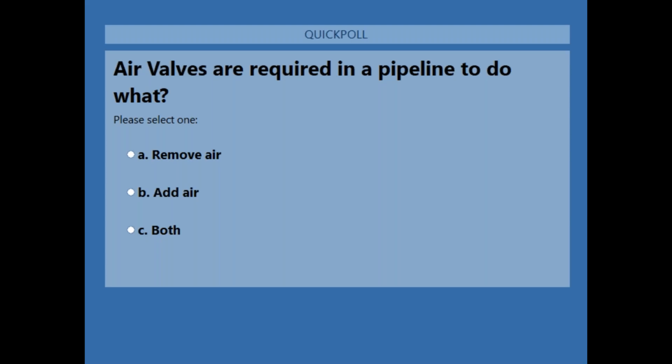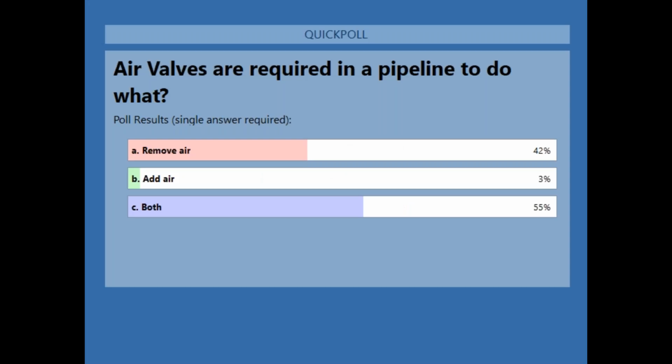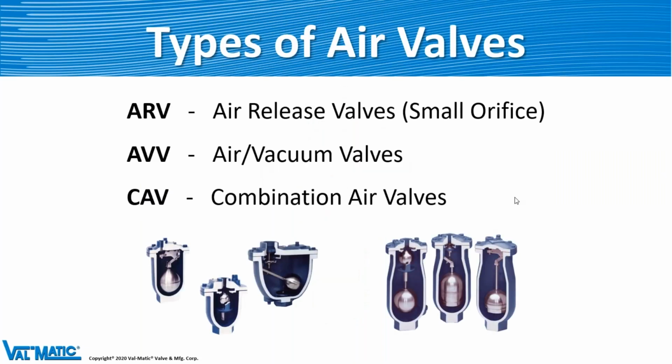So okay, we're going to close this out, and then we're going to share the answers. So here's the results of the poll. 42% said remove air, 3% said add air, and 55% said both. And the correct answer is actually both. And we'll go over this, but air valves have to do two different functions. And once we start getting into this, you'll understand about adding air to the pipeline and how critical that is to do. Okay? So we're going to get rid of that and continue on here.